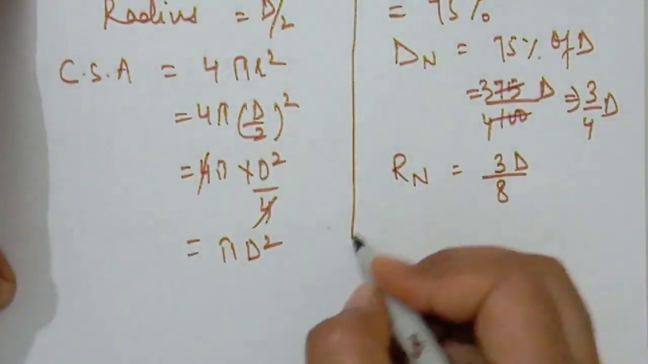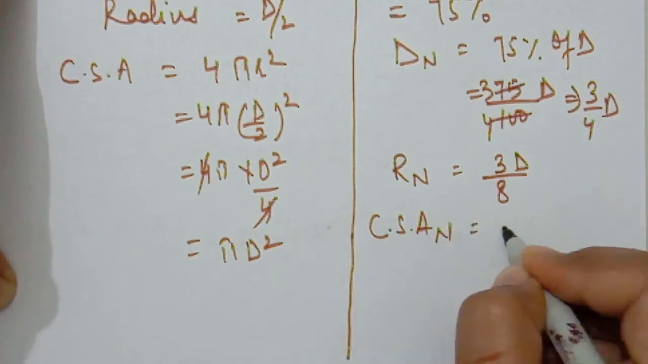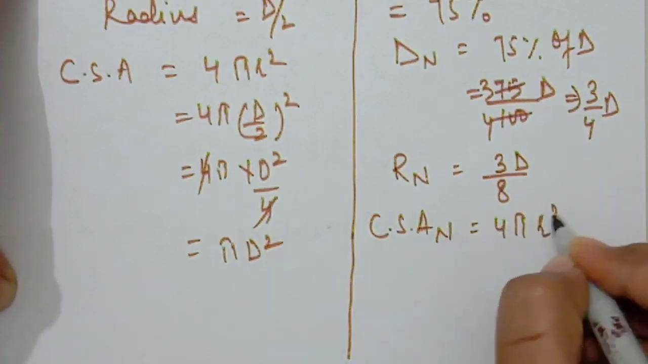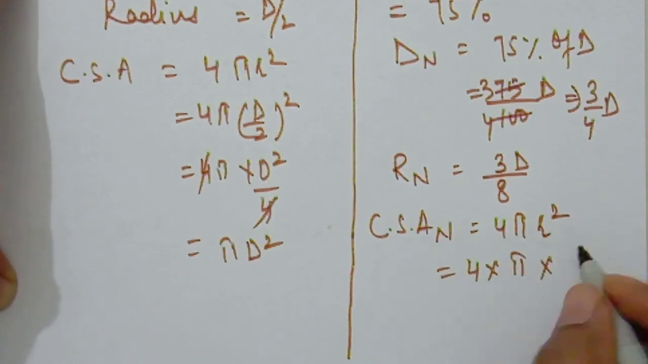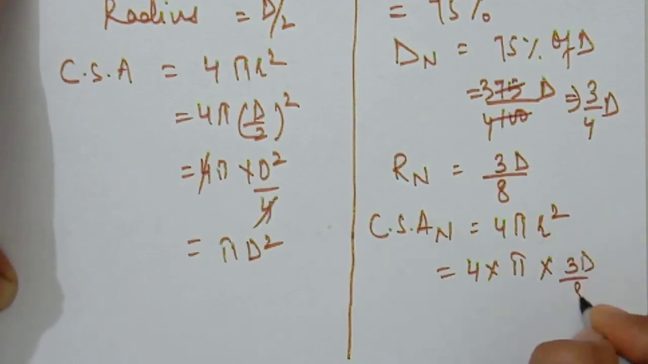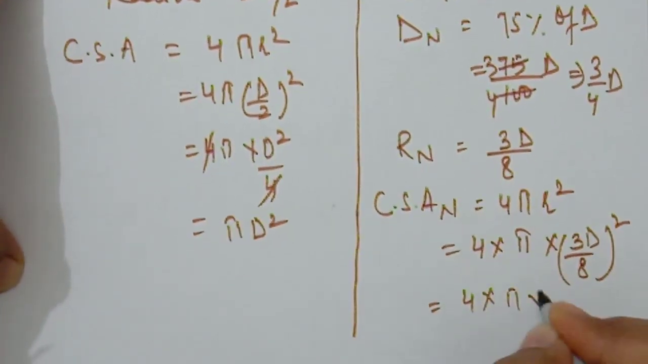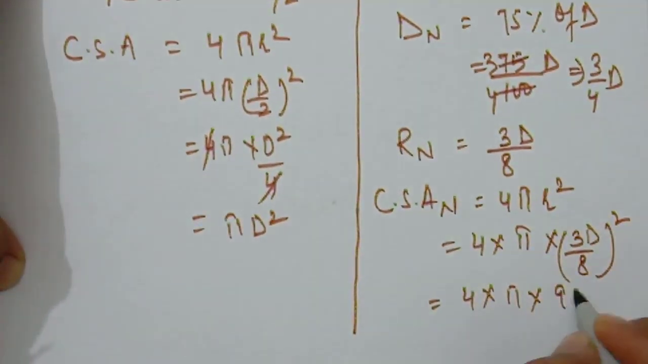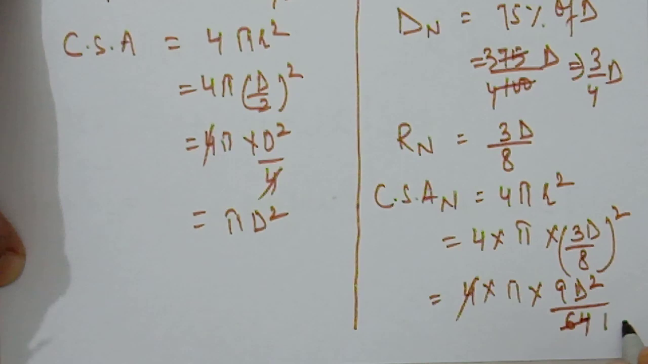So students, now the new curved surface area, which is 4 pi r square, is 4 pi into (3d by 8) square, which is 4 into pi into 3 threes are 9 d square over 64. When we cut, then 4 ones are 4 and then it is 24, 4 sixes are.